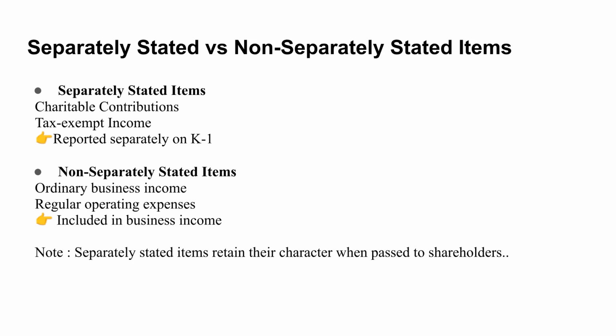Some items are reported separately because they may affect the shareholders differently. These are called separately stated items, such as charitable contributions and tax-exempt income. These items retain their character when passed through to shareholders. These items are separated because each shareholder may treat them differently on their individual tax return.